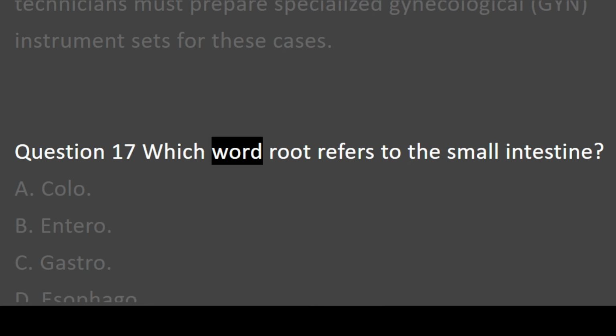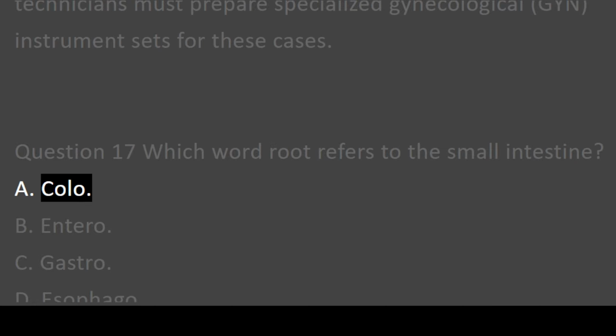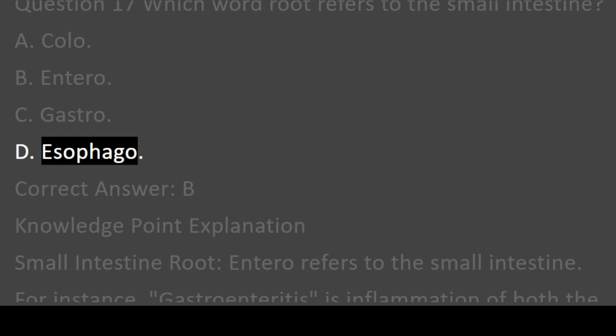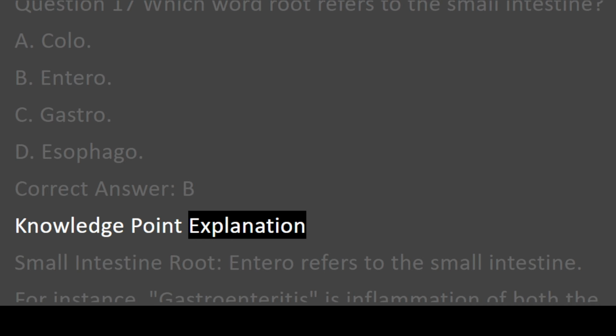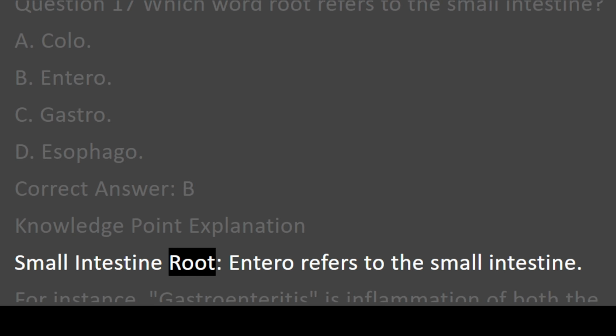Question 17. Which word root refers to the small intestine? A. Colon. B. Entero. C. Gastro. D. Esophago. Correct answer, B. Knowledge point explanation. Small intestine root, entero, refers to the small intestine.